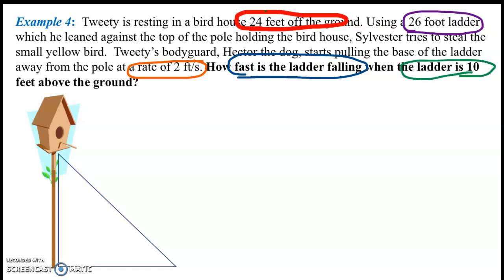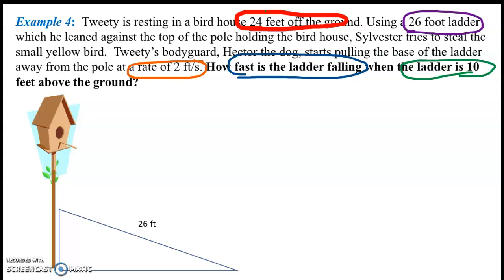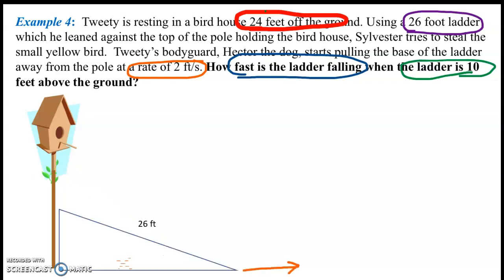Let's see if we can now look at this. We know the ladder is 26 feet long. And as it slides away, notice it's not going to change. It's still going to be 26 feet long as we go along. And it is moving this way. The dog, Hector, is pulling the ladder in this direction.